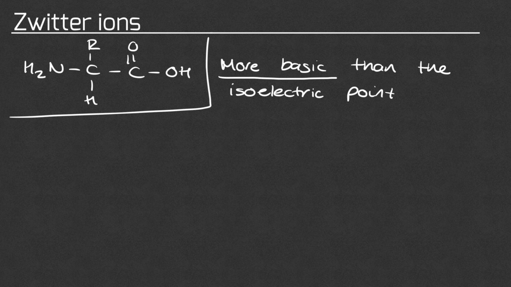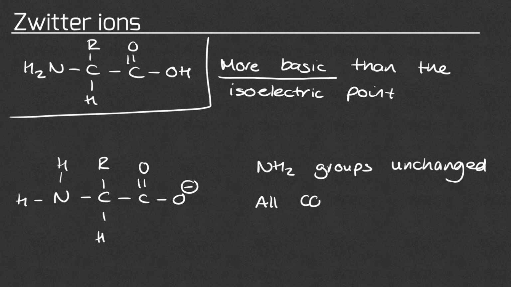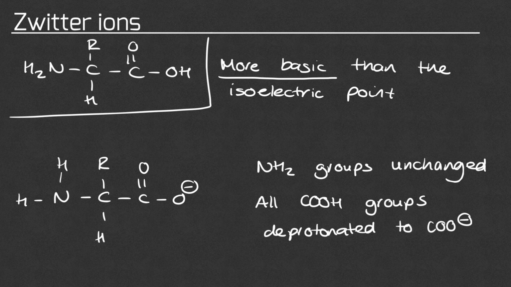We can also have Zwitter ions at a more basic pH than the isoelectric point. And this is what that Zwitter ion would look like. If we are more basic than the isoelectric point, the NH2 groups will be unchanged, but all of the carboxylic acid groups will have been deprotonated to our carboxylate groups. Because in basic conditions, we will deprotonate the acid group, and there are obviously no free protons to protonate the amino group.